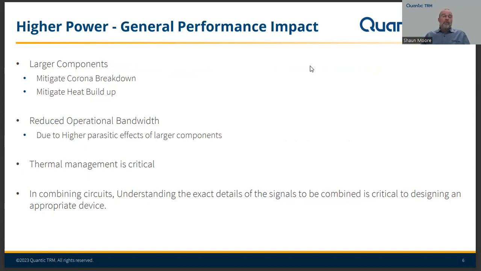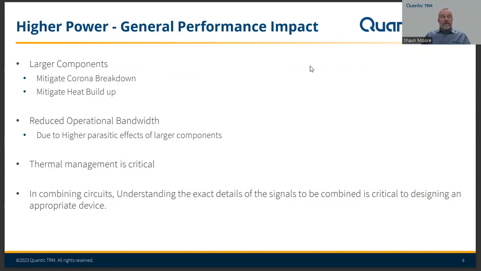Sure. So really, one of the first things you need to do when you go into a higher power design is that the parts need to get larger. Heat will build up and it has to go somewhere. So we have to go into larger components, which again add to parasitics, which really help limit the bandwidths that you can cover with this.